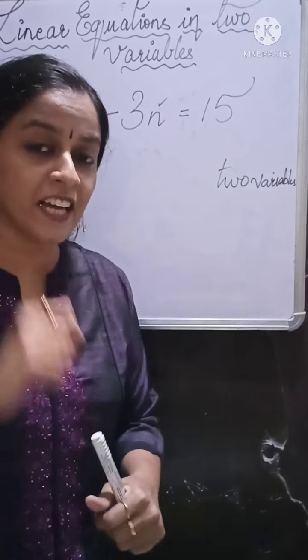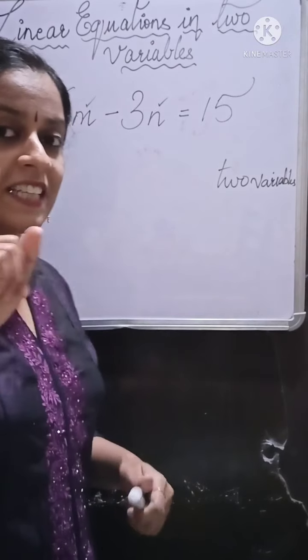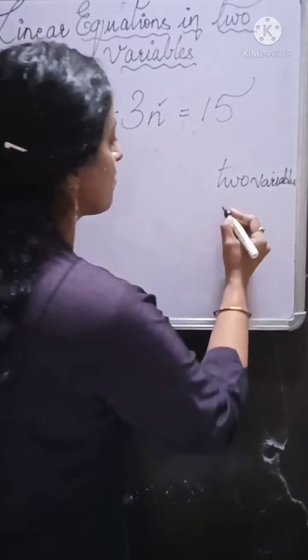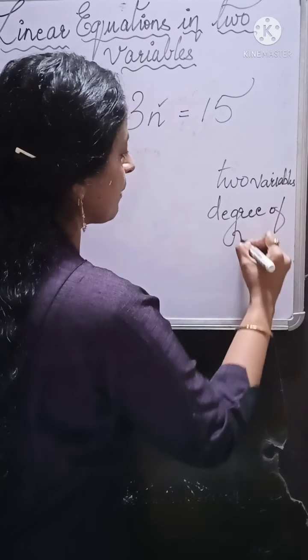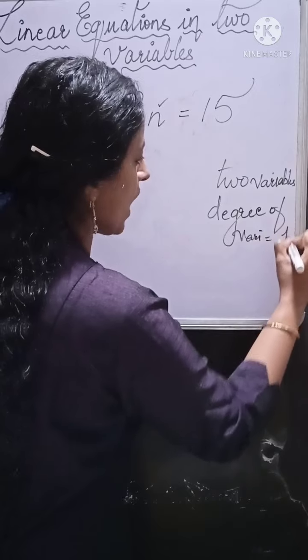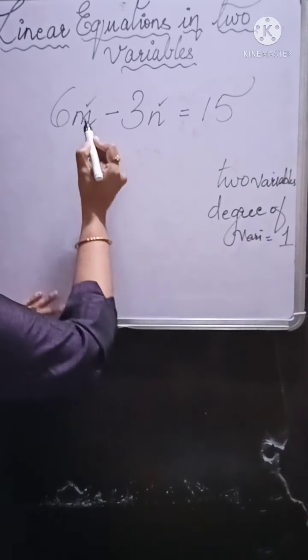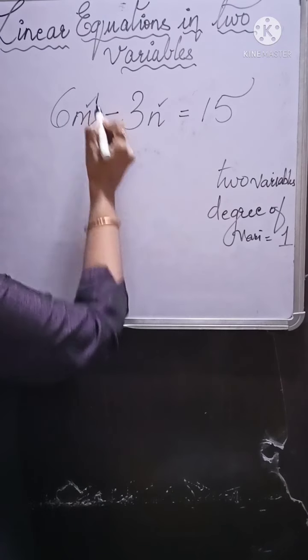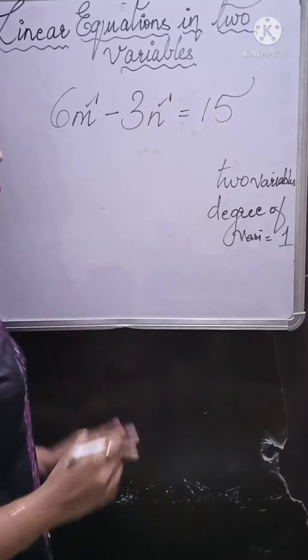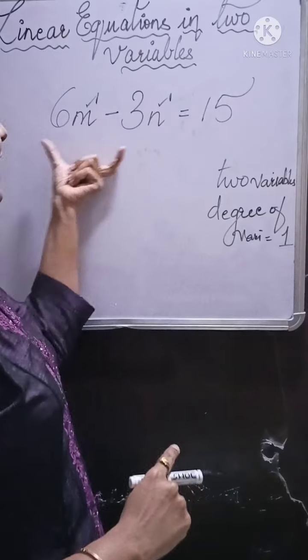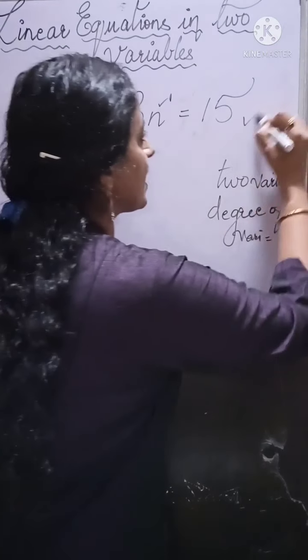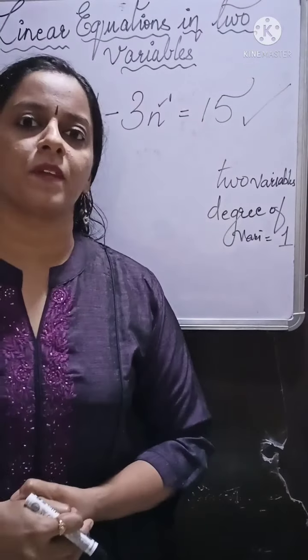What is the next thing that you will check? Whether the degree of both the variables is 1. The degree should be 1. m's degree, nothing means 1. n's degree is also 1. So this is a linear equation in two variables.